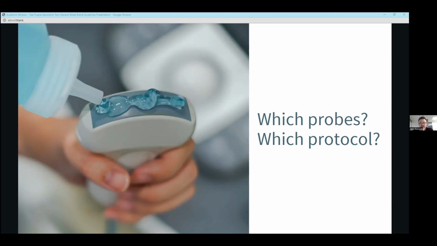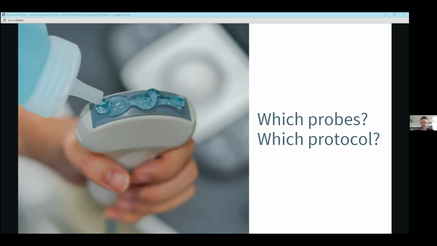One of the hardest things about learning it is that there's no standardized protocol across the board that people are using in emergency medicine or intensive care or out of hospital. And there's no consensus on what, if any, protocol should be the standard.